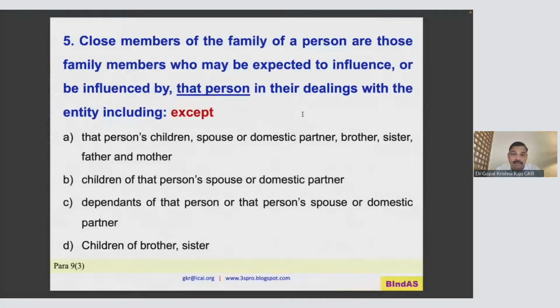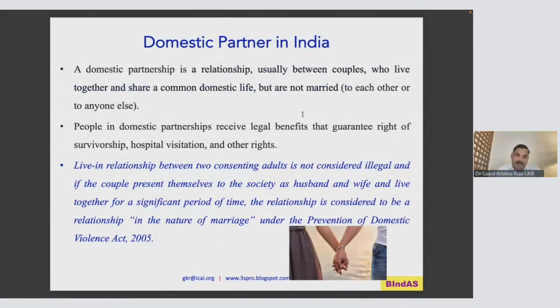Oh my God. Now what is that? Please look at this. In India, a domestic partner is a relationship between couples who live together. This is not a definition given anywhere, but there is the Prevention of Domestic Violence Act 2005. In that, the concept of live-in relationship has been debated in many courts, and the Supreme Court has come to this conclusion: if the relationship is between two consenting adults, is not considered illegal, and the couple present themselves to society as husband and wife and live together for a significant period, the relationship is considered a relationship in the nature of marriage under the Prevention of Domestic Violence Act. So marriage is not required, but that is for the purpose of the Prevention of Domestic Violence Act.